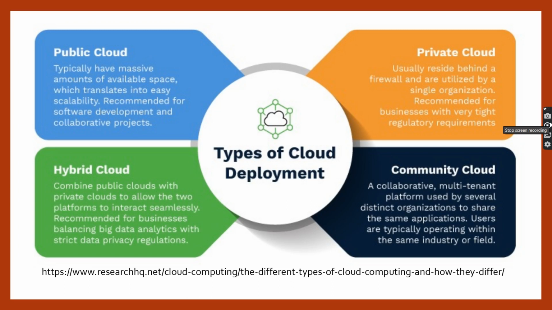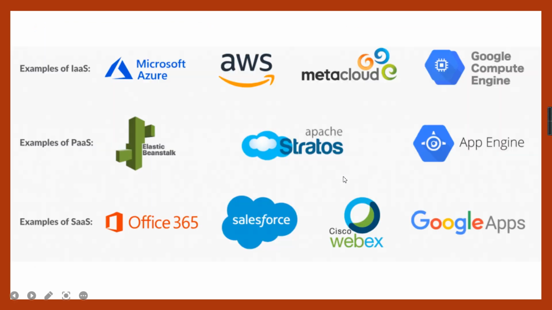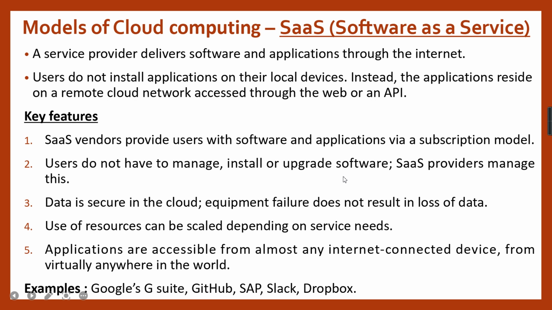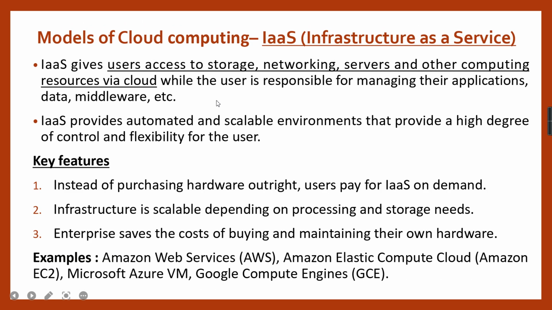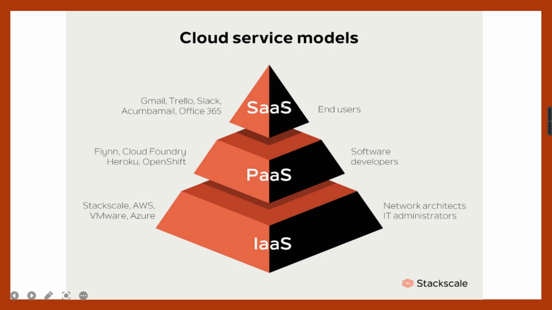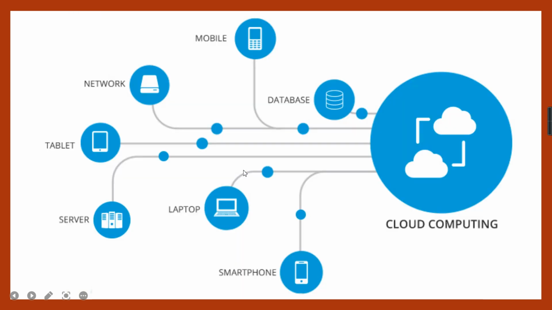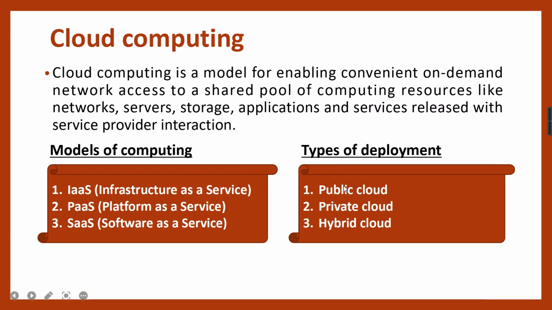Hello everyone, salutations. So we are going to continue with the topic types of cloud deployment. In the previous video, we talked about what is the meaning of cloud computing and the three models of cloud computing, that is IaaS, infrastructure as a service, platform as a service, and software as a service. Now we are moving to its next subtopic, that is types of deployment: public cloud, private, and the hybrid cloud.